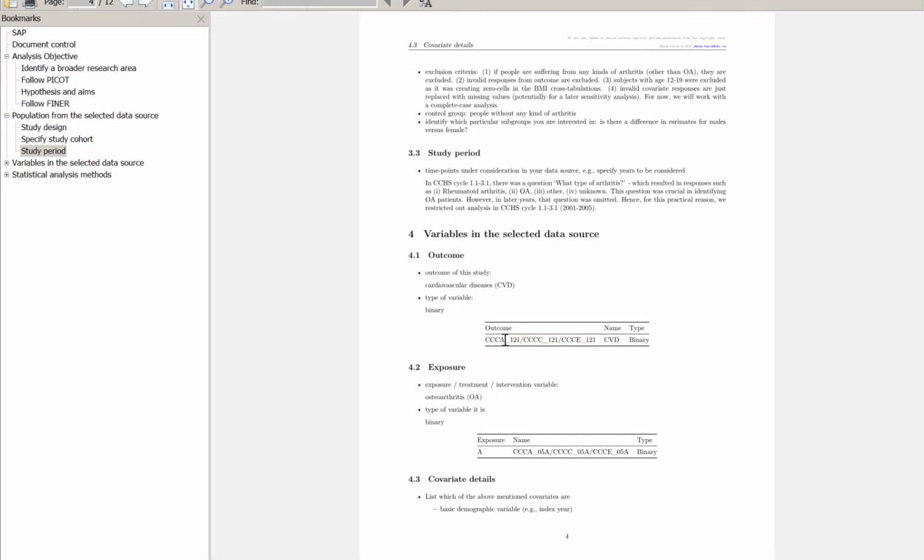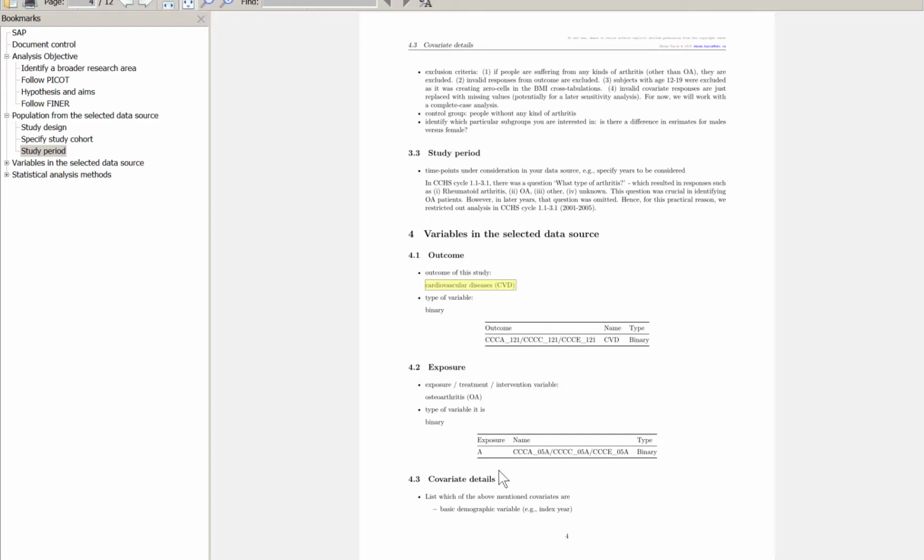So in CCHS 1.1 it was CCCA, in CCHS 2.1 it was CCCC, and then in CCHS 3.1 it was CCCE underscore 121 to determine. This variable was in particular talking about whether the patient has cardiovascular disease or not.